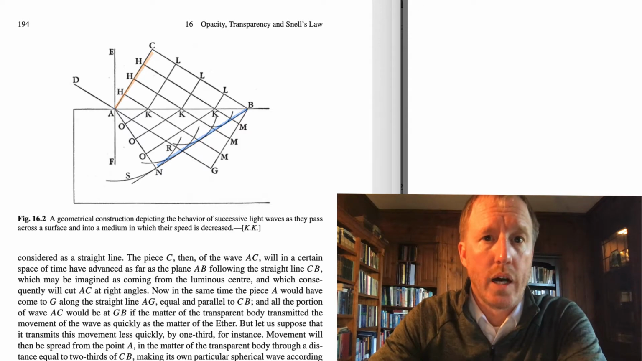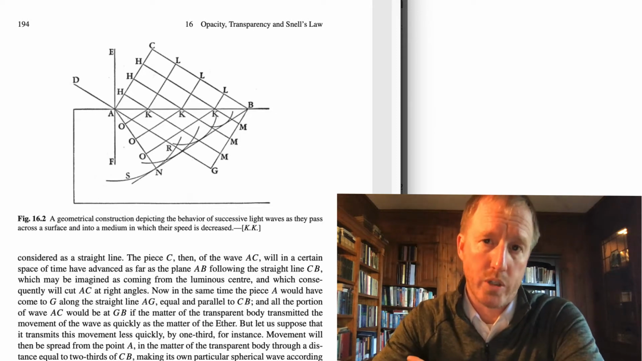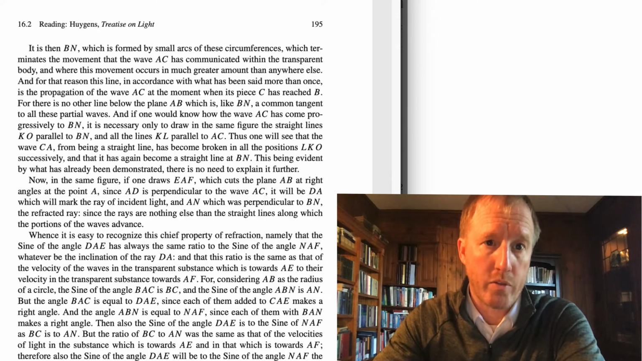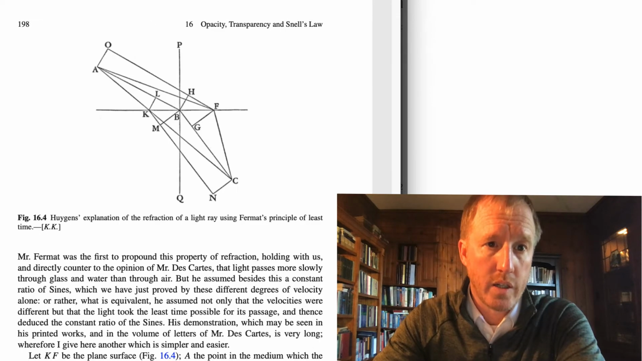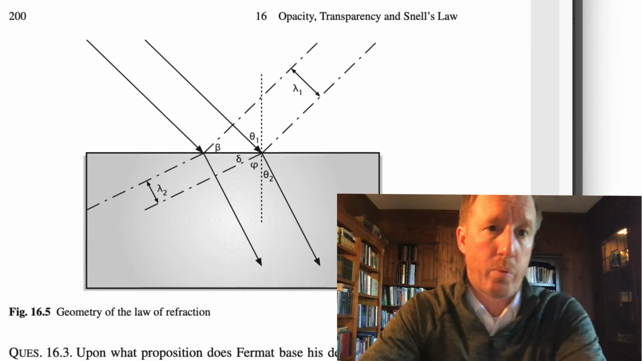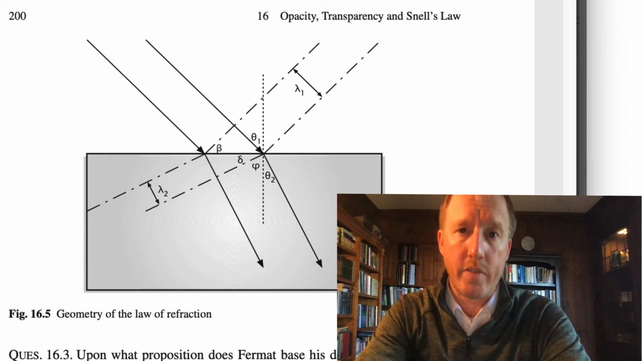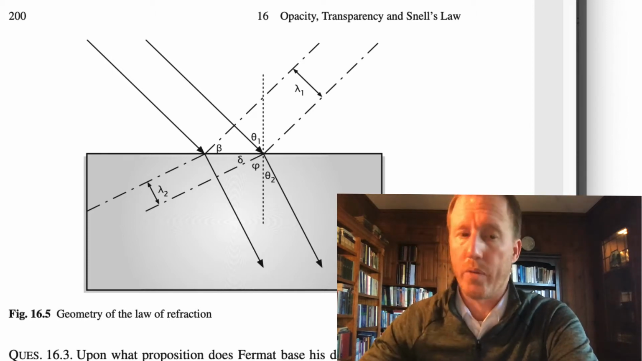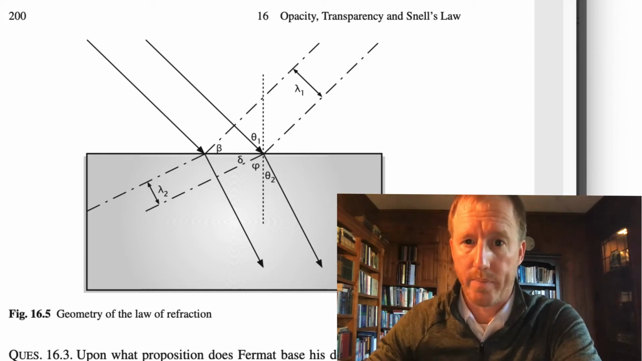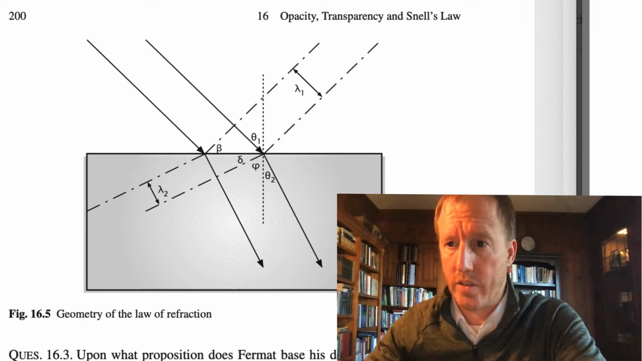Okay, so we could go through this geometrical proof that he does, but what I'd like to do is approach it in a slightly different way. This is also going to be a geometrical proof, but if you go on to the figure on page 200, this is figure 16.5, I want to walk you through a way of deriving Snell's law from the wave theory of light. So I'm going to make a sketch of this image and walk you through this problem.